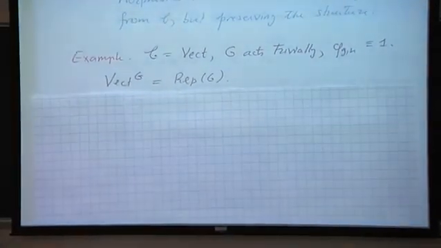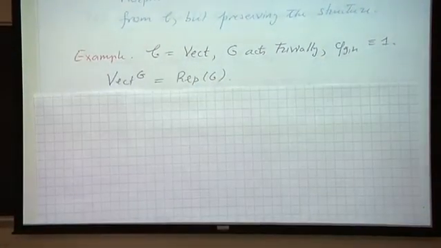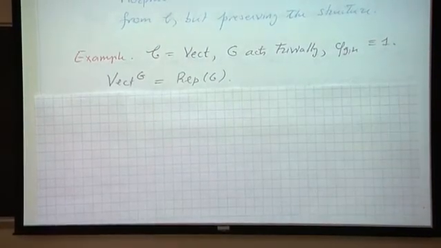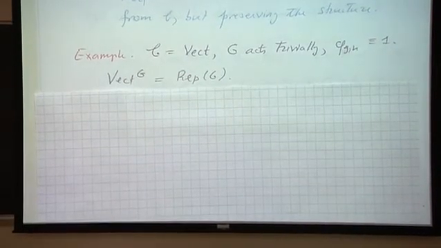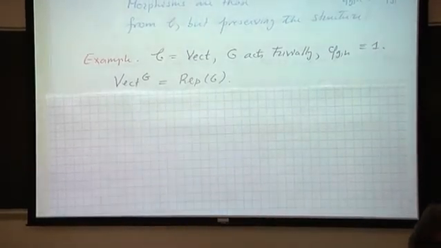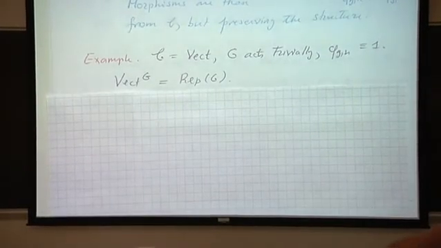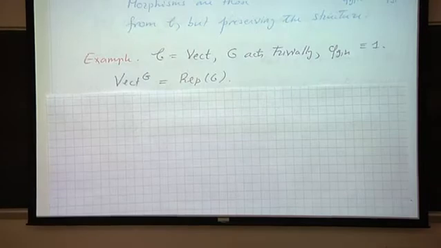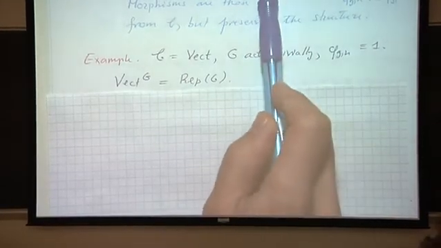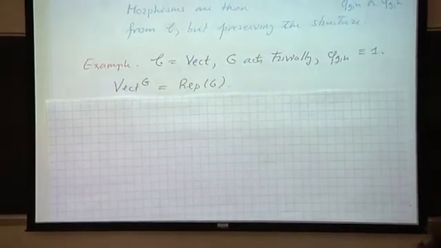G acts trivially, and really mean trivially, now means the cocycle is trivial. So the identity and the identity maps. And then the fixed point category is the category of representations of G. Because in this case, Fg of x is strictly the same as x. I'm asking for it to be the identity.